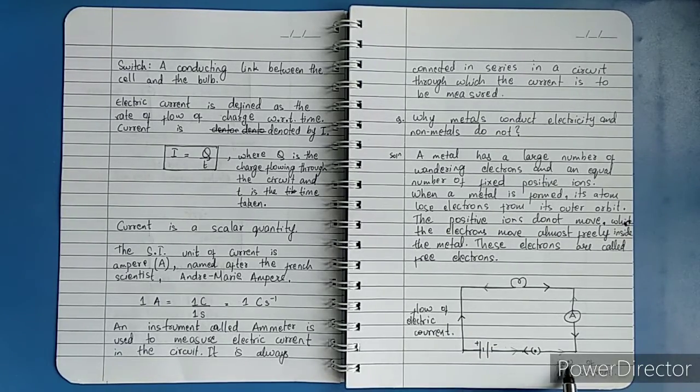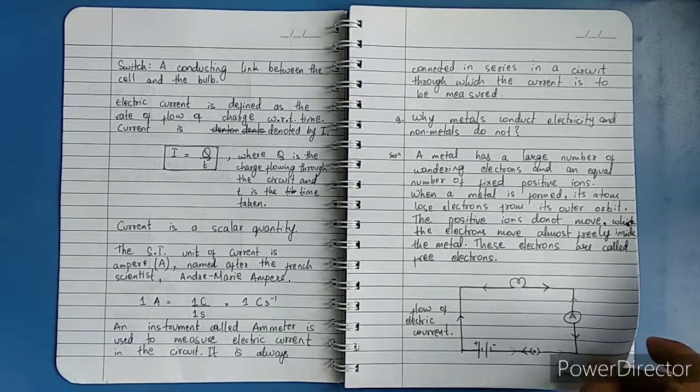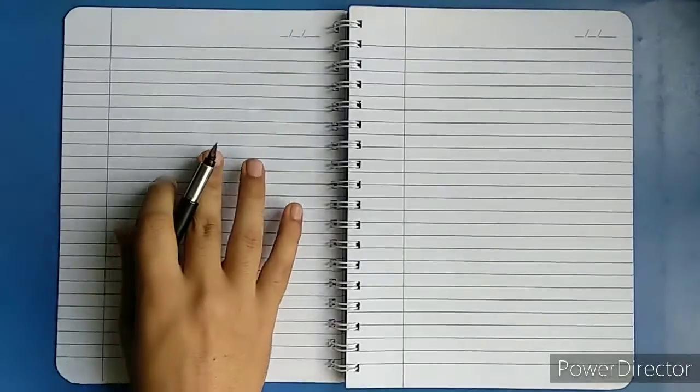Though the flow of free electrons is from the negative to the positive, we take the flow of electric current to be from the positive terminal to the negative terminal just because the electrons were not discovered at the time when the phenomenon of electricity was observed. Okay.